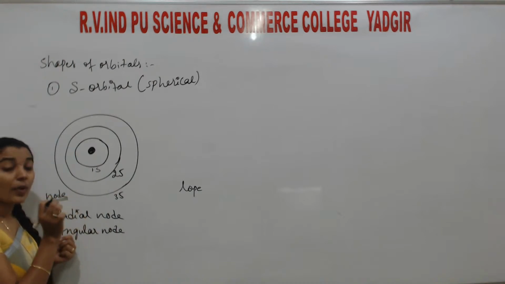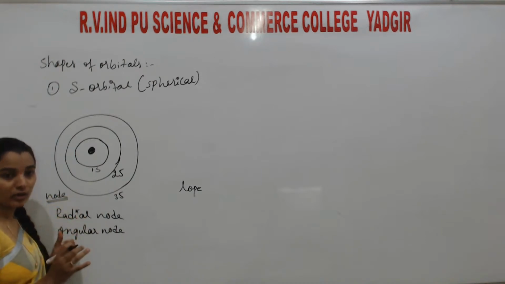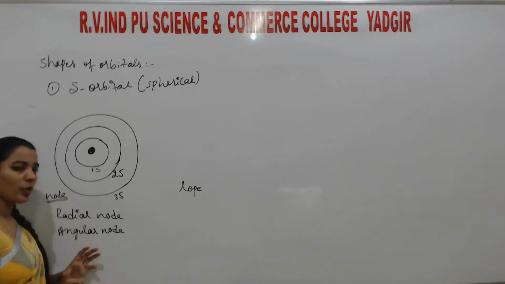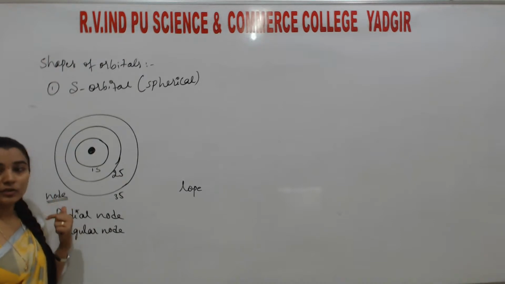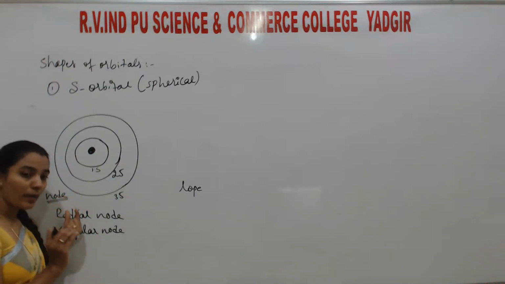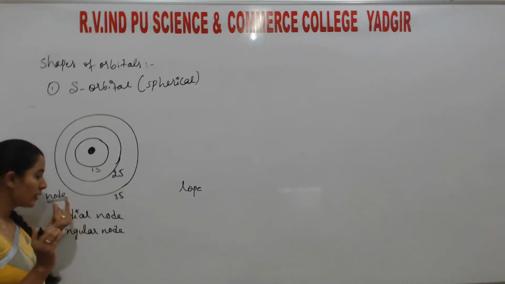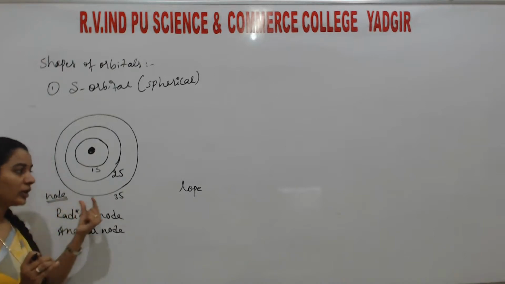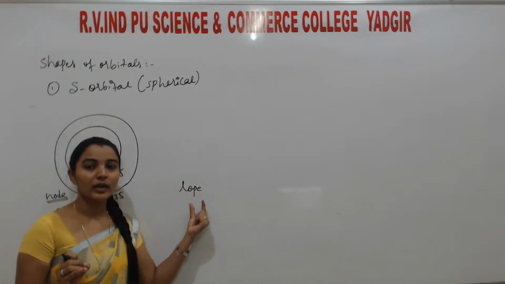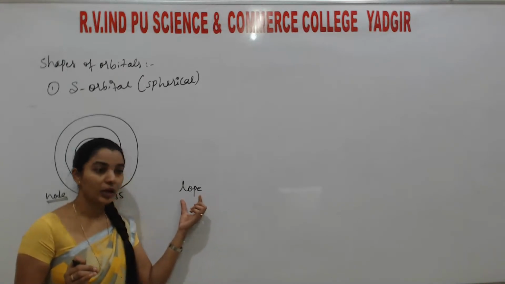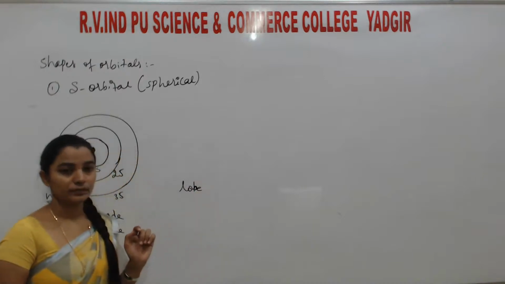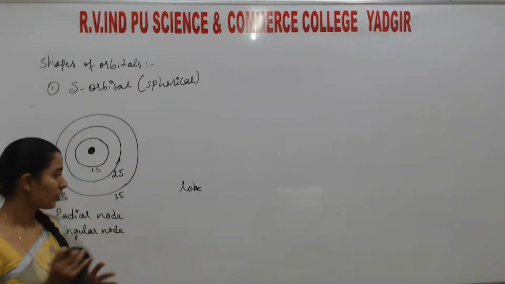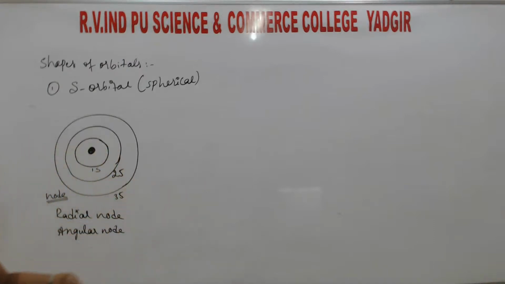Understood? Where the probability of finding an electron is 0, there is no probability of finding an electron, an electron cannot be present here. So that place is called a node. If the probability of finding an electron is more, then it is a lobe. Okay, so listen, I will explain lobe later.